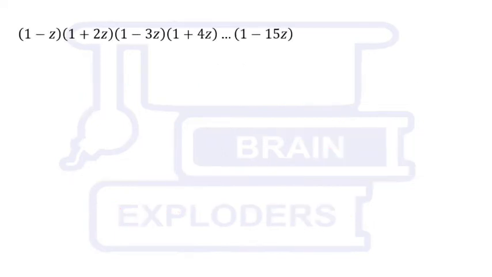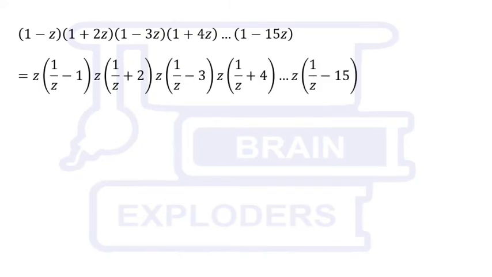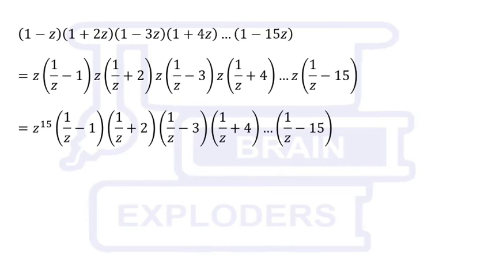Now let's come to the expression given in the question. Take z as common from each of the brackets. Here look at this bracket. If you multiply z inside, then you will get 1 minus z. Similarly here, if you multiply z inside, you will get 1 plus 2z. So we have done nothing, we have just taken z as common from each of the brackets. Since there are 15 brackets, we get z raised to the power 15 over here, and then (1 over z minus 1) times (1 over z plus 2) times (1 over z minus 3) and so on.